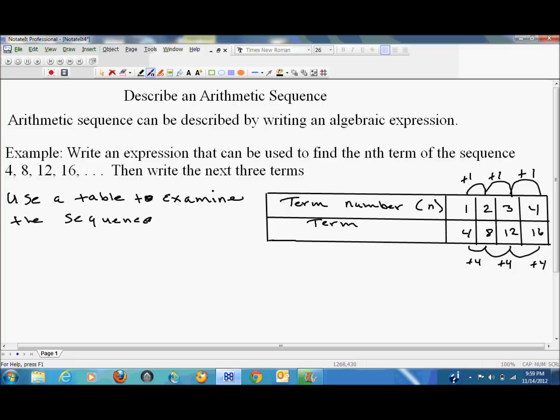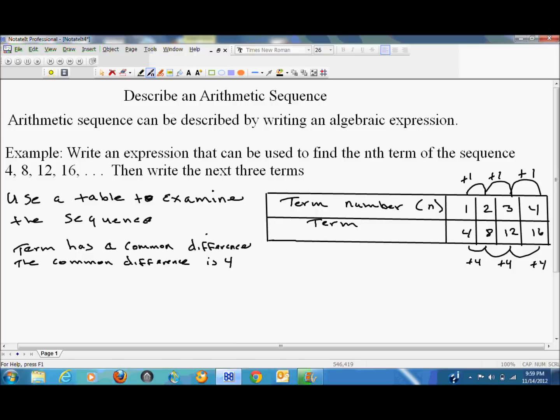Now, what is this telling us? It's telling us that the terms have a common difference, and that common difference is 4.